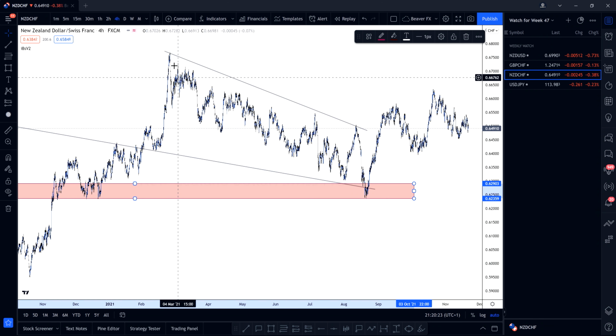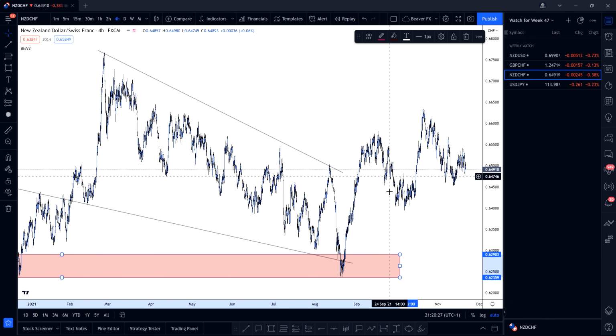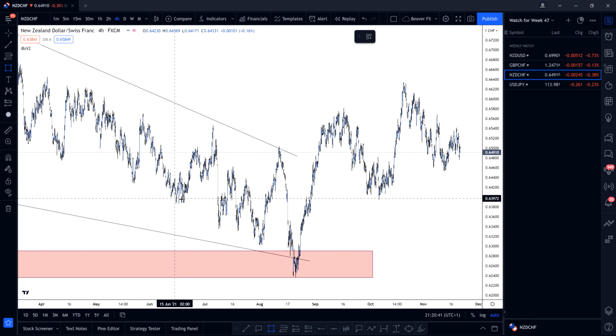Now this was a small trend we drilled in, and as you can see, we broke through this high, we broke through this high, we broke through this high. So it's clear evidence that we're going to the upside. And we have this.